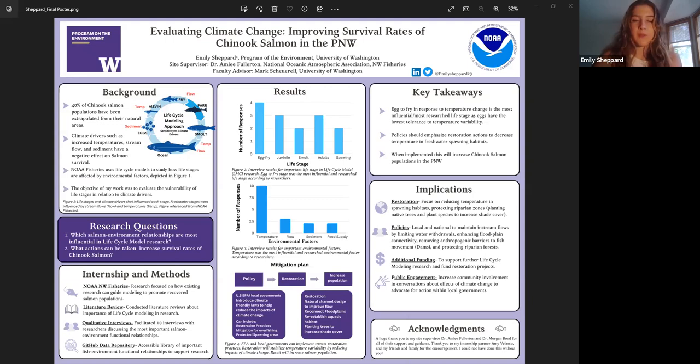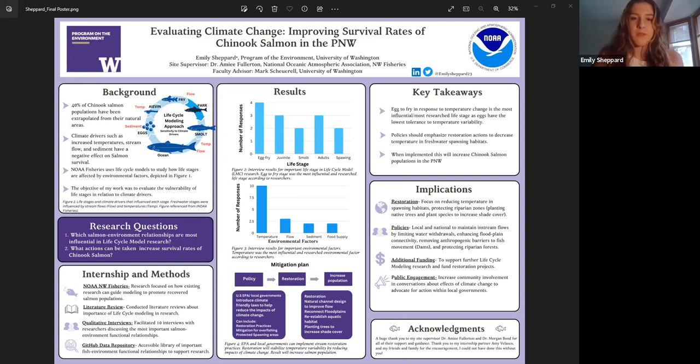The key takeaways from my research, through qualitative interviews and literature reviews, I found that egg to fry life stage in response to temperature change is the most researched and influential life stage in life cycle model research, as eggs have the lowest temperature tolerance and variability, with thermal tolerances on average 8 degrees Celsius lower than other life stages. Thus, this is a key way to predicting how fish populations will respond to climate change by understanding the mechanisms of thermal tolerance in embryos.